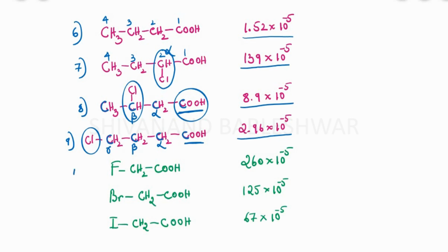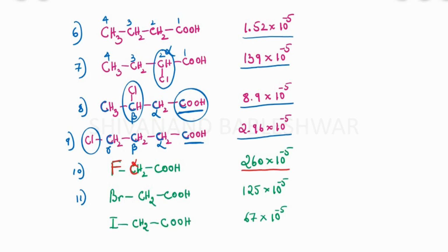And now in the case of the 10th example, on the carbon atom which is simply called alpha, right? On the alpha carbon atom we are having fluorine, the most electronegative atom. So therefore the Ka value is 260 into 10 to the power of minus 5. But actually one should remember that down the group, in the case of halogens, electronegativity goes on decreasing.